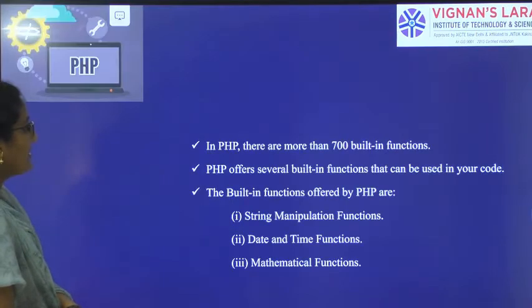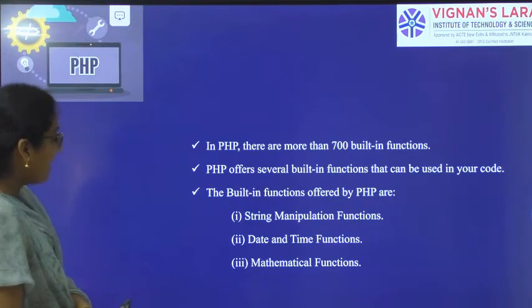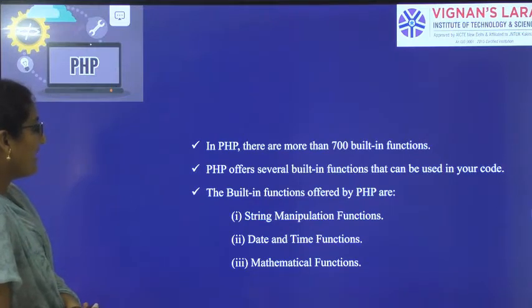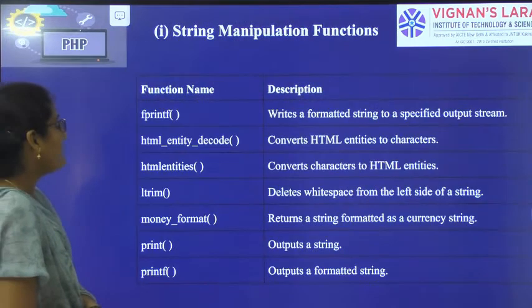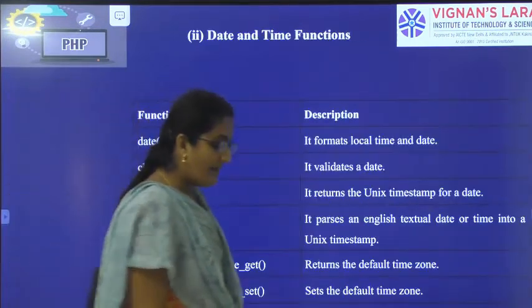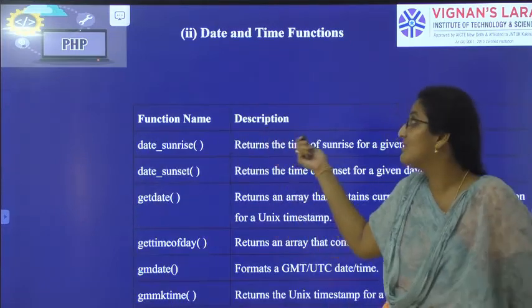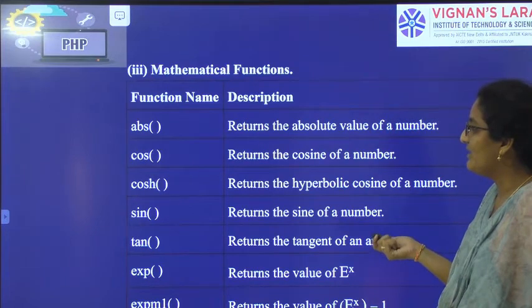Next is built-in functions, which are also called predefined functions. These are divided into 3 types: string manipulation functions, date and time functions, mathematical functions. So we have seen some examples of string manipulation functions, and some examples of date and time functions, and some examples of mathematical functions.